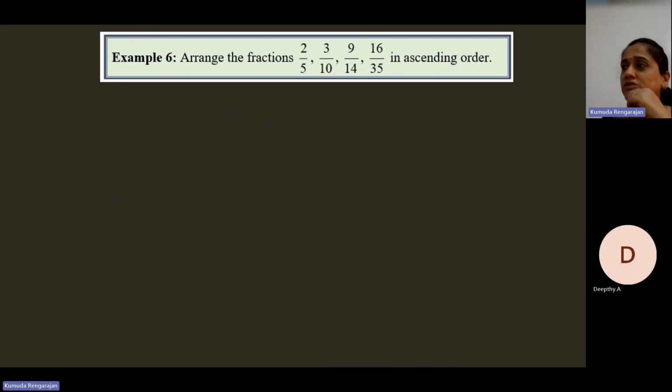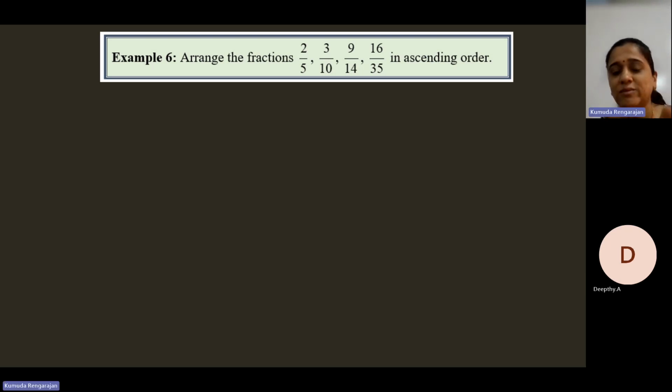How do you arrange fractions? So you must first make them like fractions, correct? Now the fractions given are unlike fractions because they have different denominators. So it's not easy to compare. When they have different denominators, you cannot make out the value of the fractions. So you need to bring them to the same denominator. That is, the fractions are unlike, make them like.